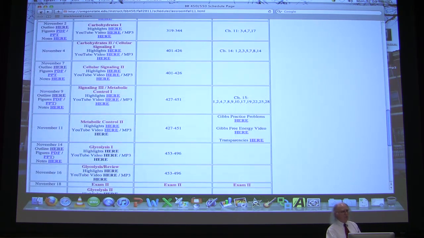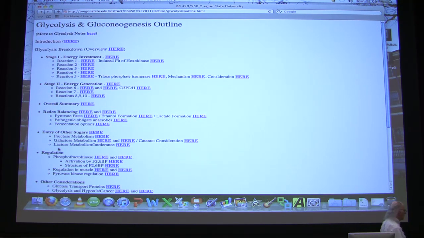Okay, so much for metabolic controls. We're going to turn our attention now for the first time to the pathways of metabolism. So metabolism I'm going to define for you as a collection of reactions that are found in cells. Metabolism we can think of as the chemical reactions or the biochemical reactions going on inside of cells.